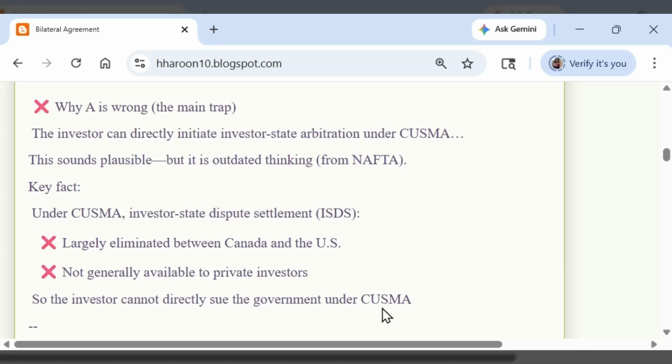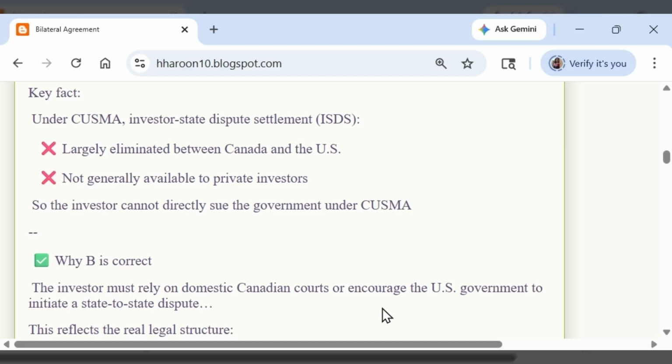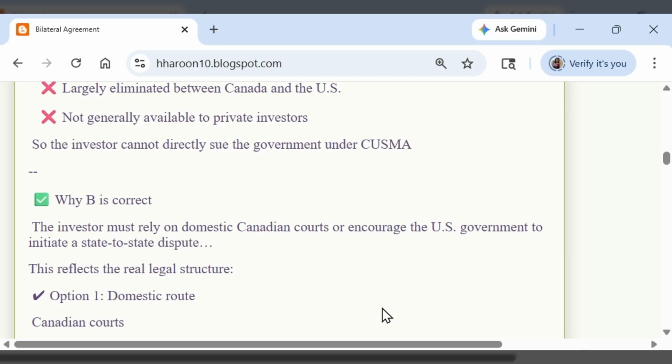Why A is wrong, the main trap. The investor can directly initiate investor-state arbitration under CUSMA. This sounds plausible, but it is outdated thinking from NAFTA. Key fact: under CUSMA, Investor-State Dispute Settlement, ISDS, is largely eliminated between Canada and the U.S. It is not generally available to private investors. So the investor cannot directly sue the government under CUSMA.